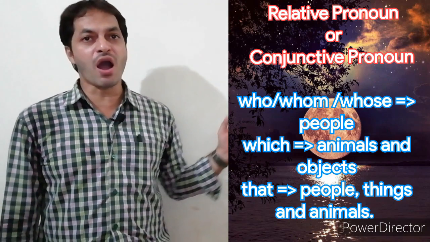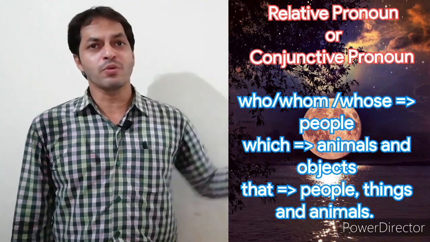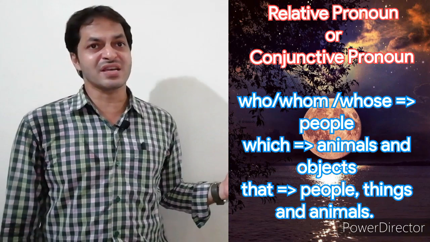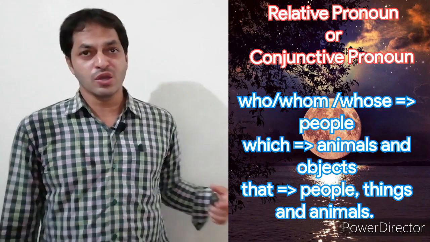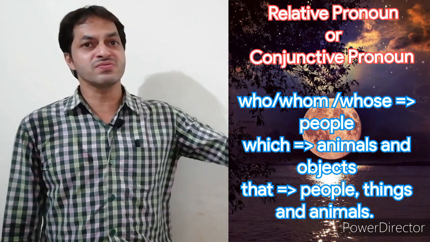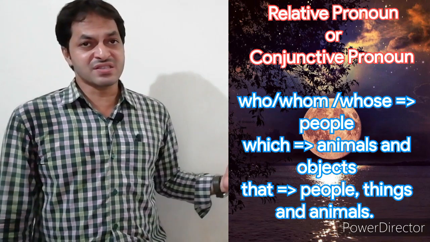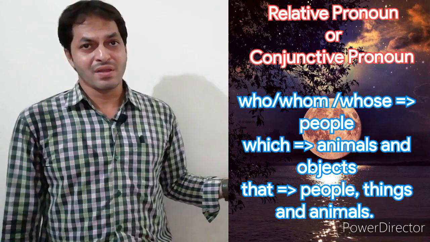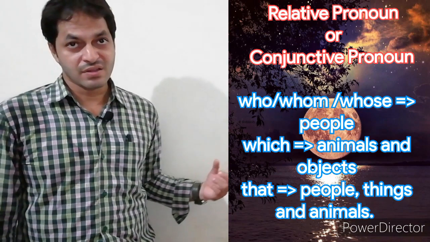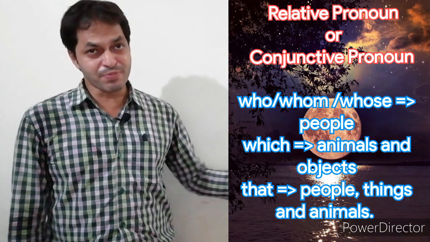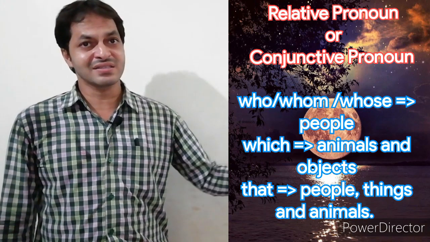First one, who, whom, whose refers to people. Who is used as subjective case, whom is used as objective case, whose is used as possessive case. Which refers to animals and objects. That refers to people, animals and things.